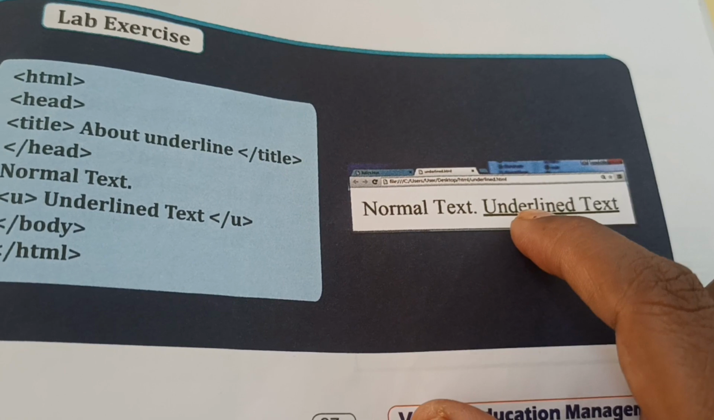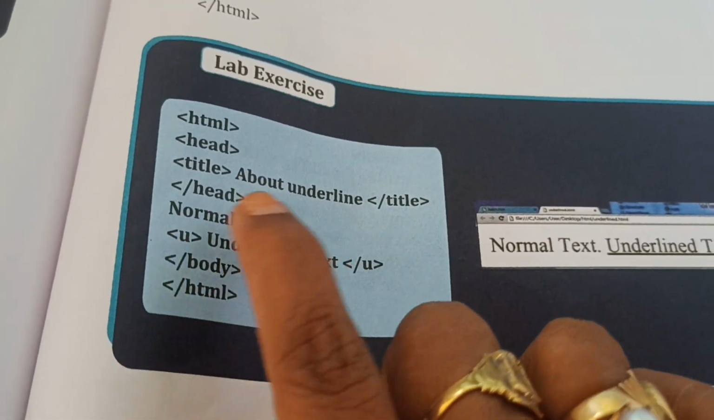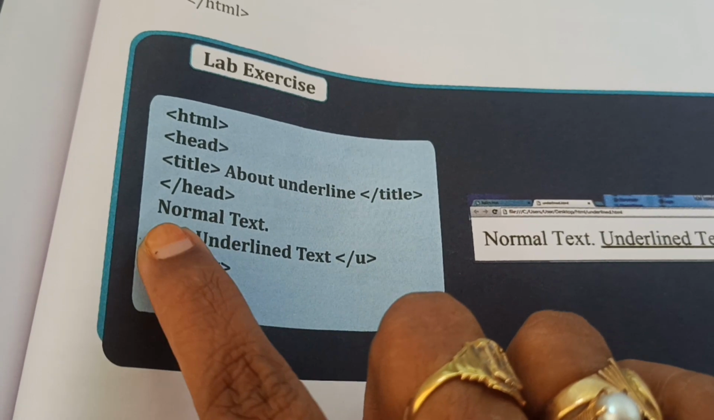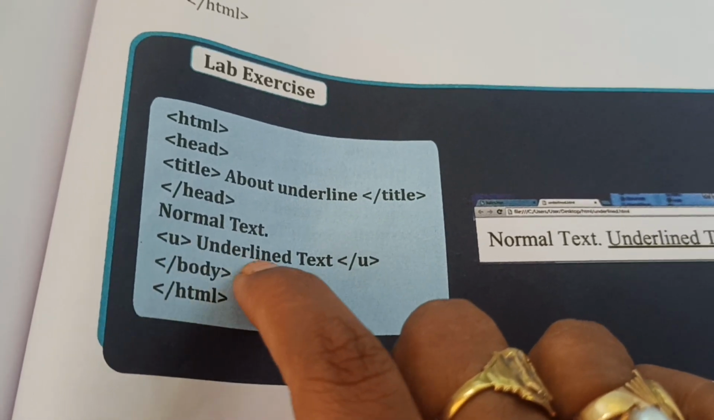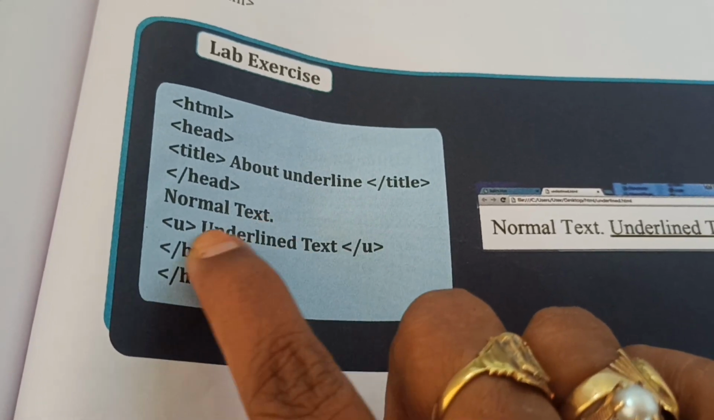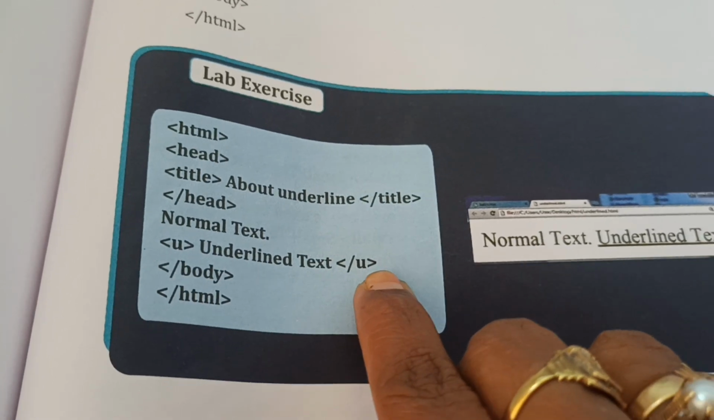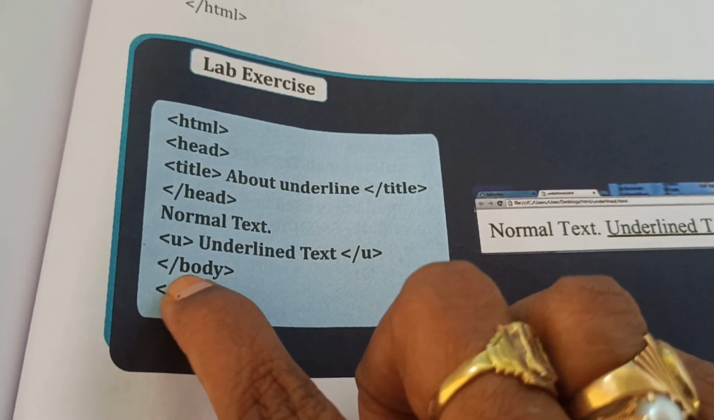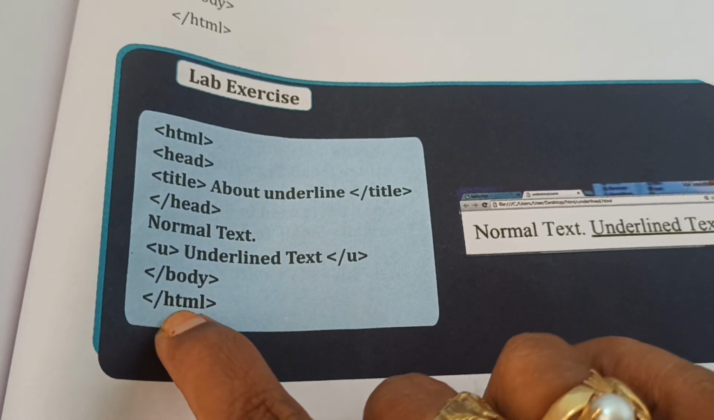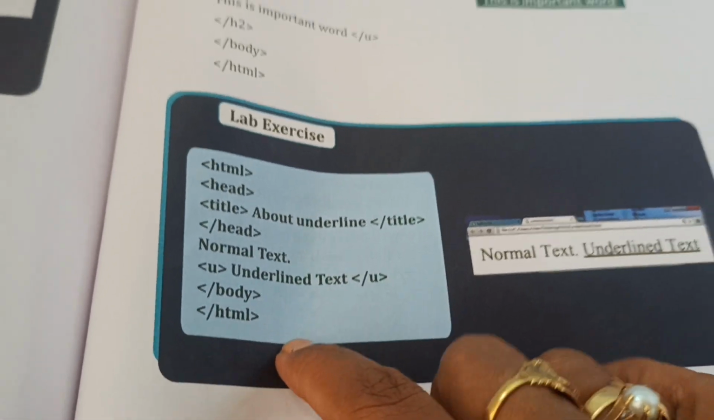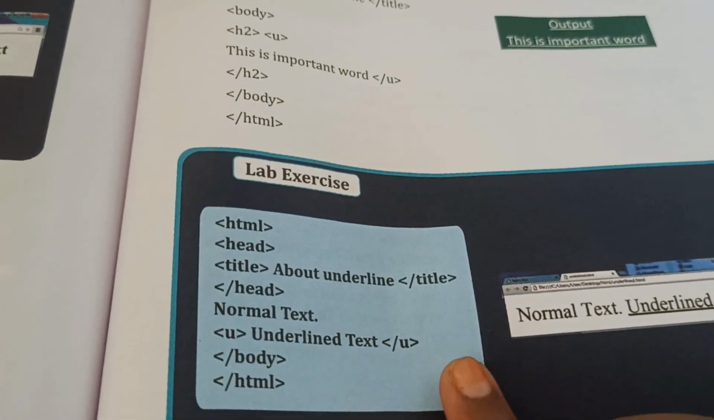So in this output, using this program, normal text is not given any underline opening bracket and closing bracket. Wherever I want to underline the text in this sentence, before it the opening bracket underline, after it the closing bracket underline. So next body closing bracket and HTML closing bracket. So understand this program along with the practice.